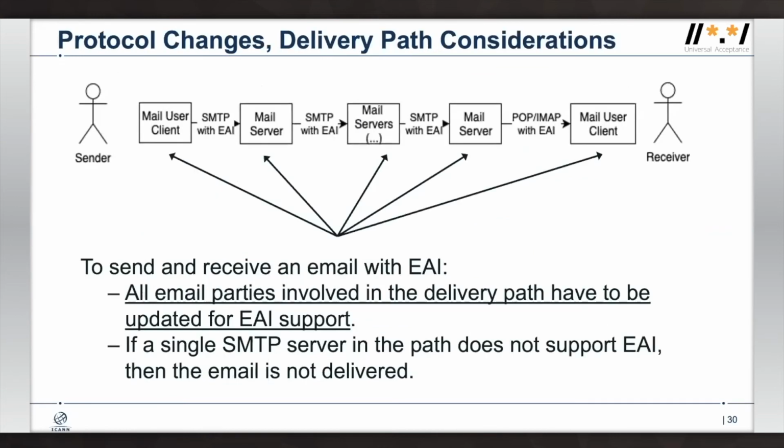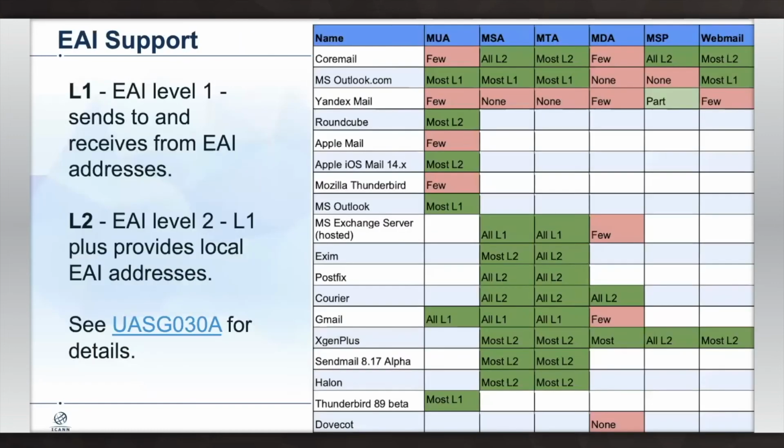But if any of the servers or any agents in the path does not support internationalized email addresses, the mail would bounce back. We've also been looking at the different agents available: users, submission, transfer, and delivery agents. This provides a summary of what level of EAI support they provide. Level one means that they can send and receive, but you cannot generate a new mailbox in a local language. Level two says that you can even generate a local language email address in addition to sending and receiving. And there are many more details about this study in the document USG030A.